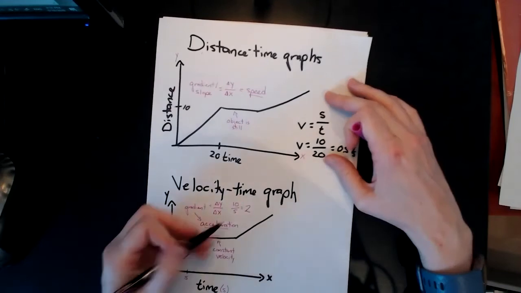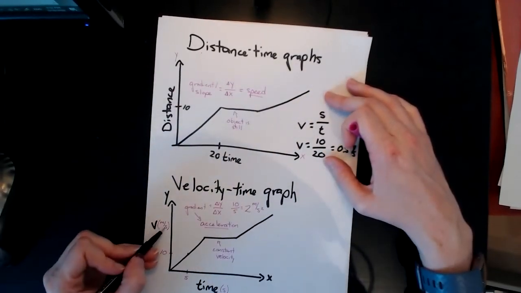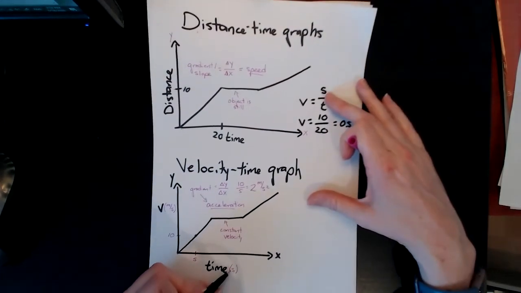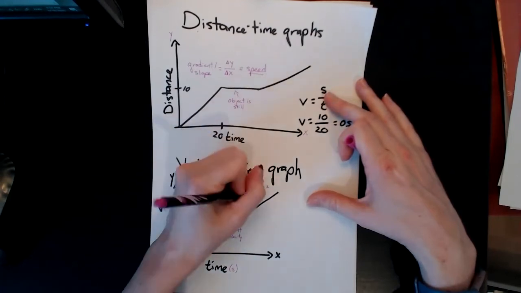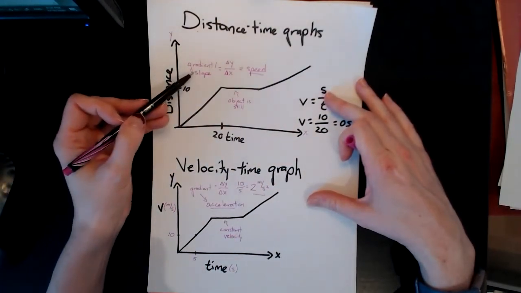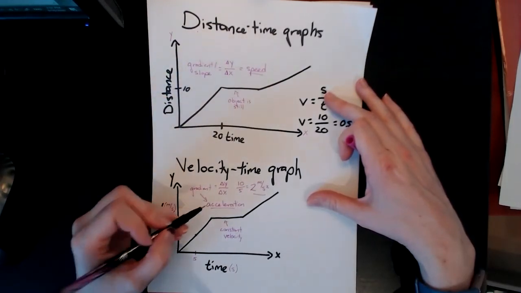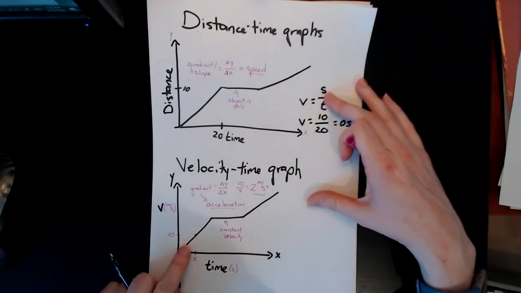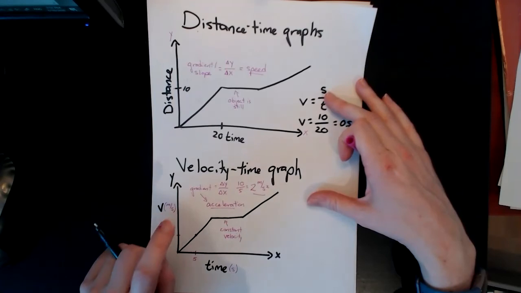All right, and so this is 2 meters per second squared. That's the unit. It's meters per second divided by seconds. Oops, sorry, can you see that? And so the idea is that it's 2 meters per second squared. So this is an acceleration. So on a distance time graph, the gradient is the speed, and on a velocity time graph, the gradient equals the acceleration.